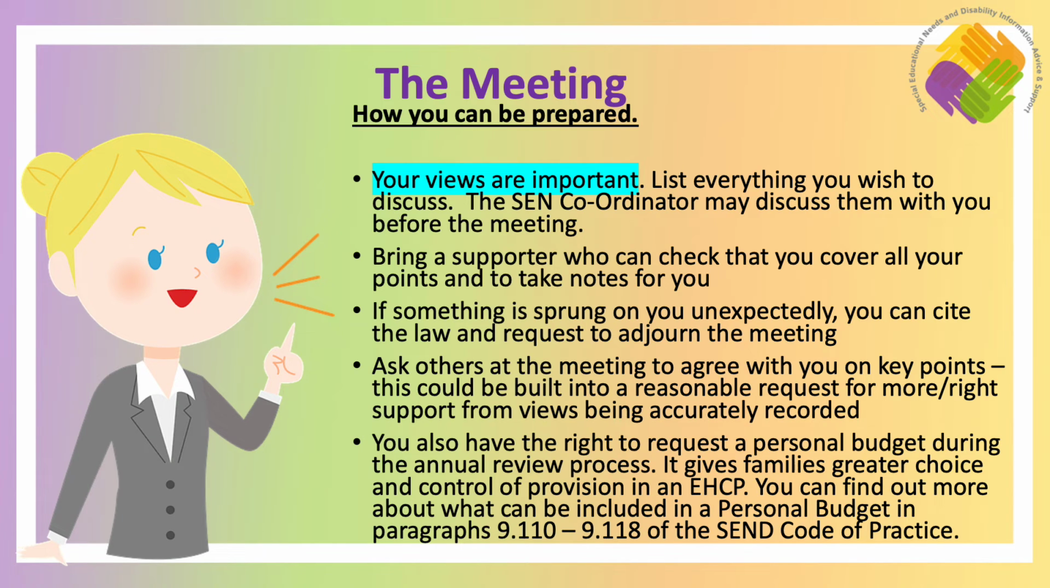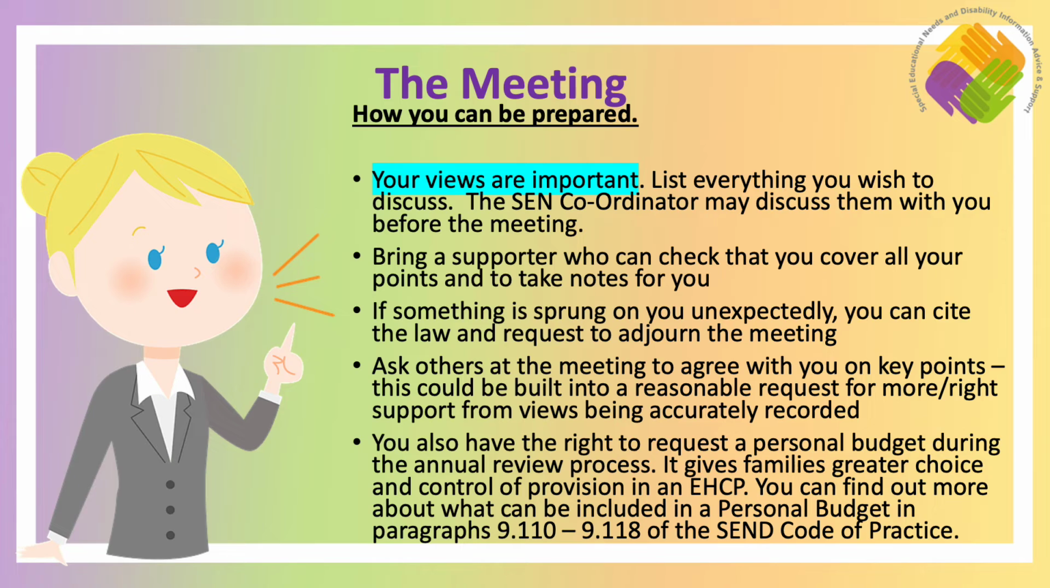How you can be involved in the meeting. Your views are important. List everything you wish to discuss. The SEN coordinator may discuss them with you before the meeting. Bring a supporter who can check that you cover all your points and take notes for you. If something is sprung on you unexpectedly, you can cite the law and request to adjourn the meeting. Ask others at the meeting to agree with you on key points. This could be built into a reasonable request for more or different support, with your views being accurately recorded.